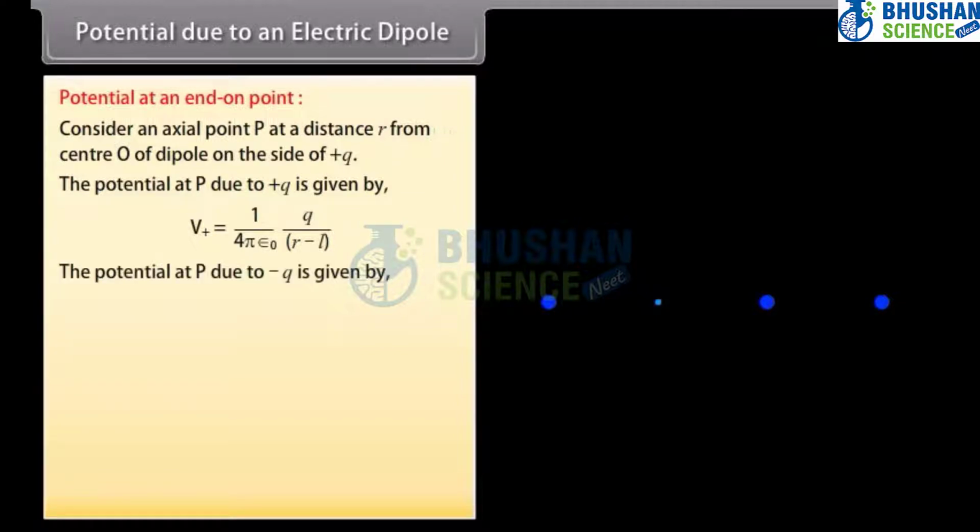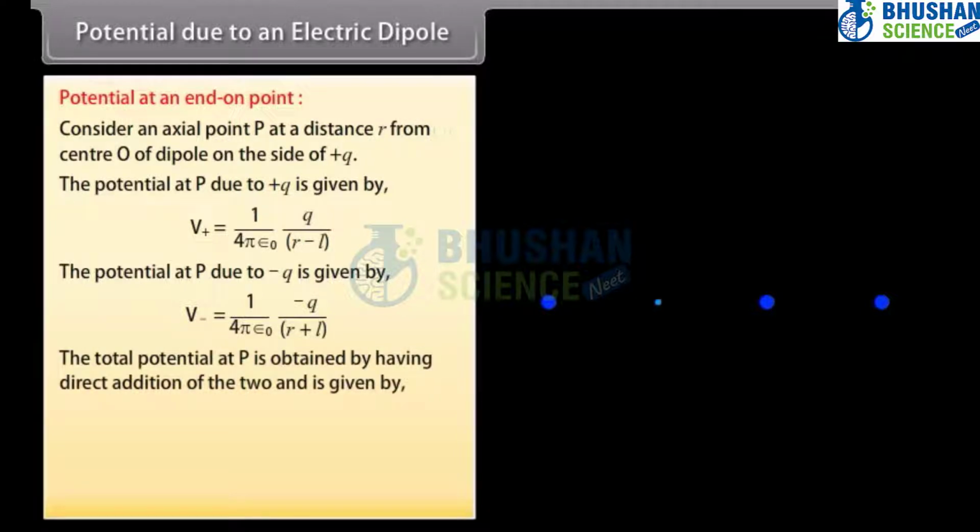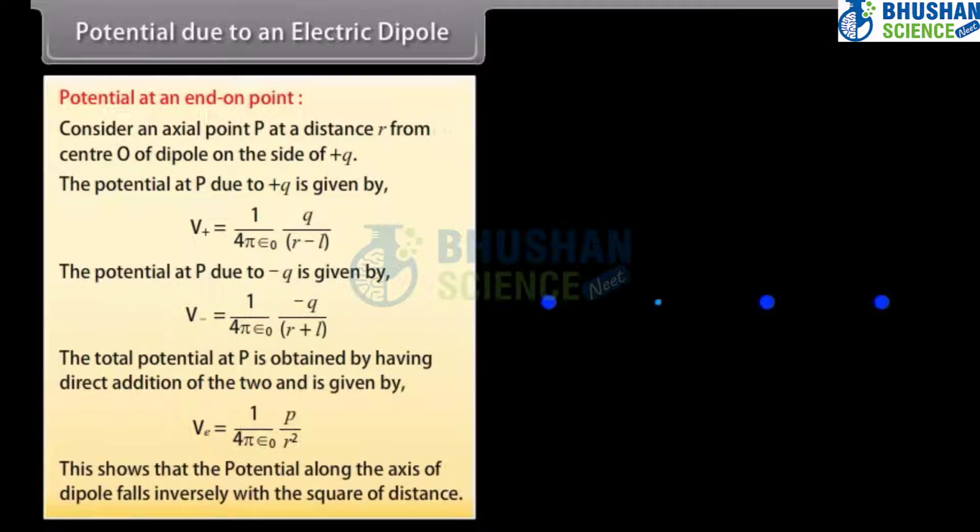The potential at P due to minus Q is given by V negative equal to 1 upon 4 pi epsilon naught multiplied by minus Q upon r plus l. The total potential at P is obtained by direct addition of the two and is given by V equal to 1 upon 4 pi epsilon naught multiplied by p upon r square. This shows that the potential along the axis of a dipole falls inversely with the square of distance.